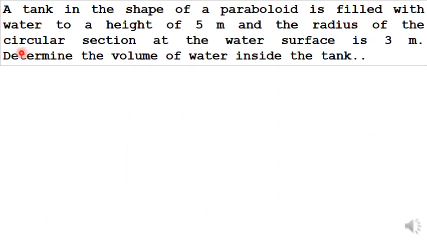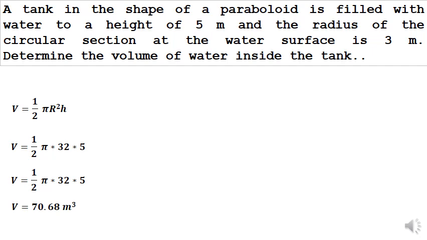Okay, let's compute. A tank in the shape of a paraboloid is filled with water to a height of 5 meters, and the radius of the circular section at the water surface is 3 meters. Determine the volume of water inside the tank. Okay, we know if we have a paraboloid, then imagine the cylinder. Half of the volume of the cylinder is the volume of that paraboloid. Now we have pi, the radius is equal to 3 squared, times 5. Then this is the volume of our paraboloid.